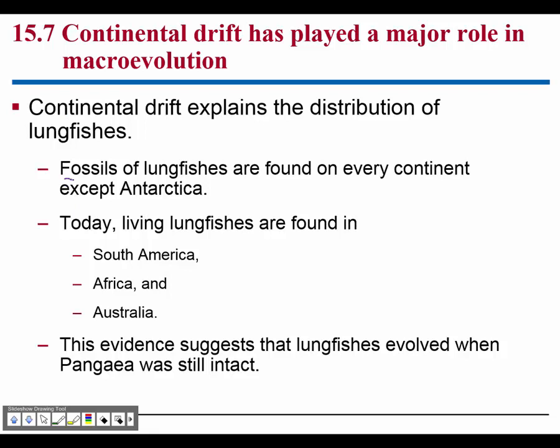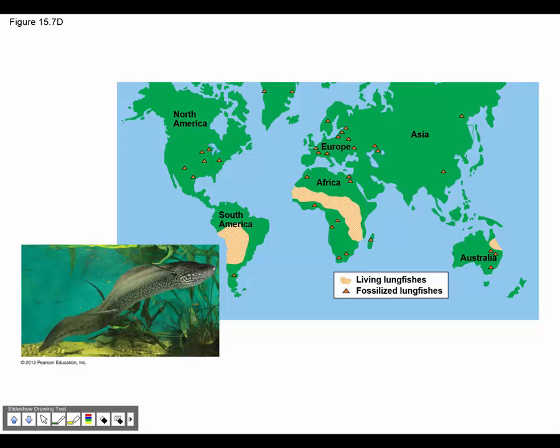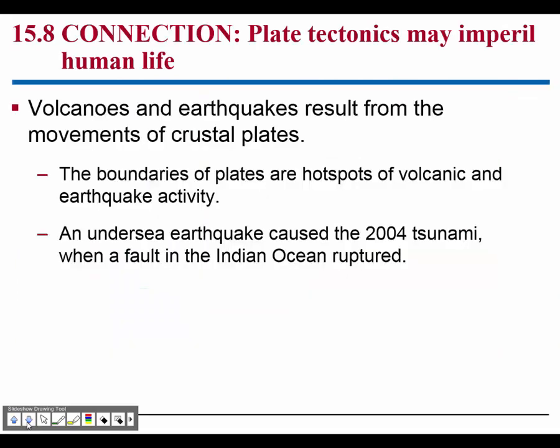So fossils of lungfishes are found on every continent except Antarctica, but living lungfishes are only found in South America, Africa, and Australia. So it suggests that lungfishes evolved when Pangea was still there. Here's a lungfish, they breathe there. You see fossilized lungfishes everywhere and living lungfishes in only certain areas.